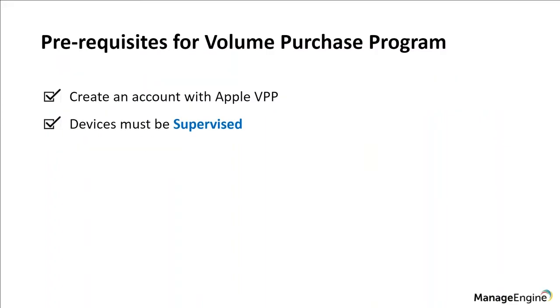Before you go ahead and set up the volume purchase program, here are a couple of prerequisites that need to be met. You can create an account with Apple VPP and ensure that the iOS devices are supervised. To ensure that these devices are supervised, you need to enroll these devices using the Apple Configurator method or the Apple DEP method as explained in the previous training session.